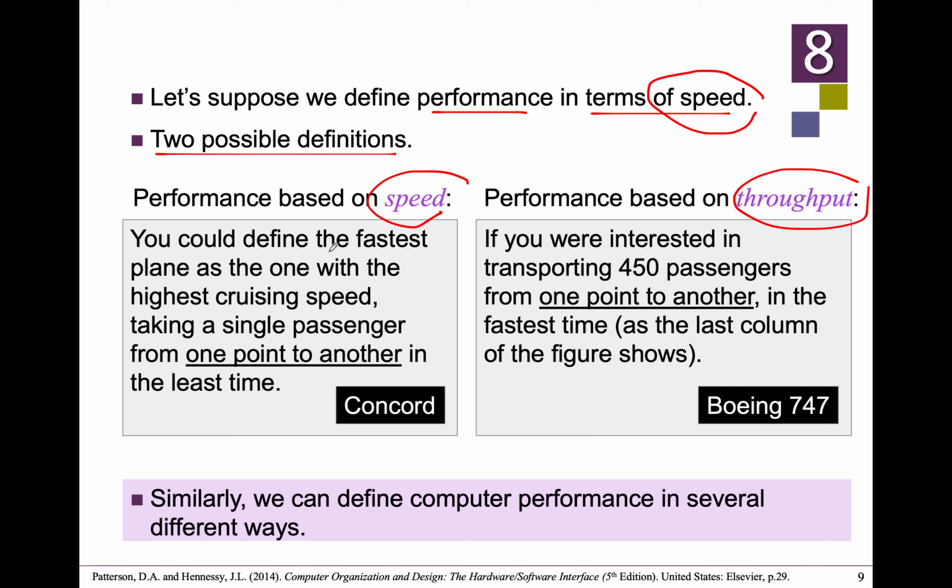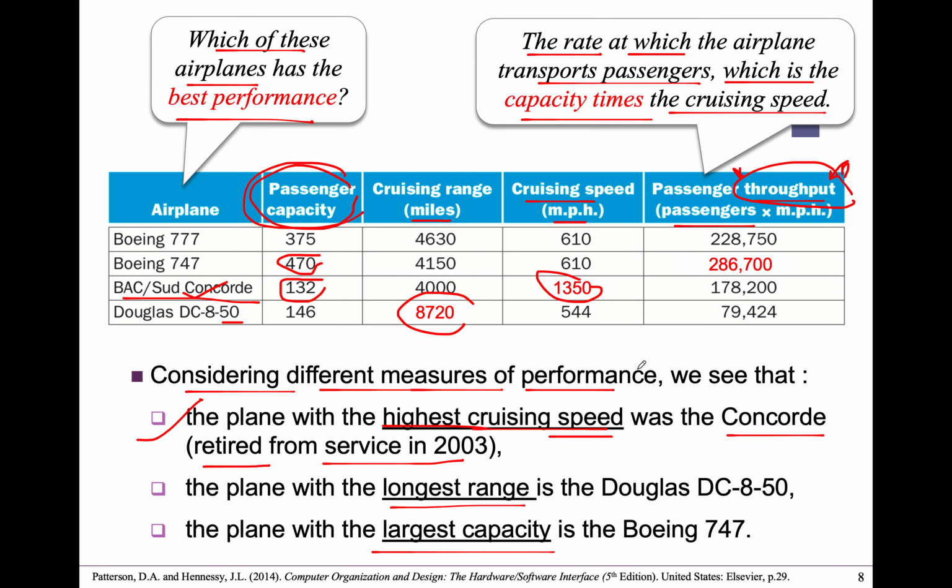You could define the faster plane as the one with the highest cruising speed, taking a single passenger from one point to another in the least time. So this is the Concorde airplane, which we already looked at. And how about the throughput? If you were interested in transporting 450 passengers from one point to another in the fastest time, as the last column of the figure shows, it is the 747.